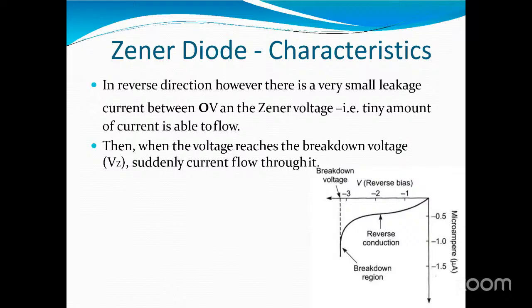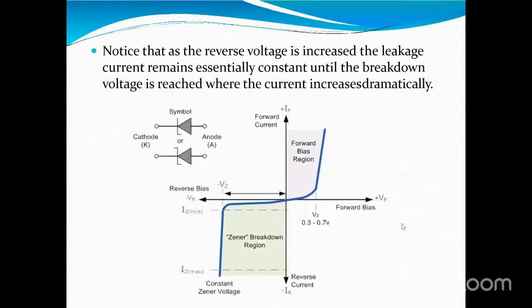So VZ is the reverse voltage. This is the reverse conduction, and this is the breakdown voltage. At that point, a current simultaneously flows through it. As the reverse voltage increases, the leakage current remains essentially constant until the breakdown voltage is reached. Forward region, reverse region, Zener breakdown region.